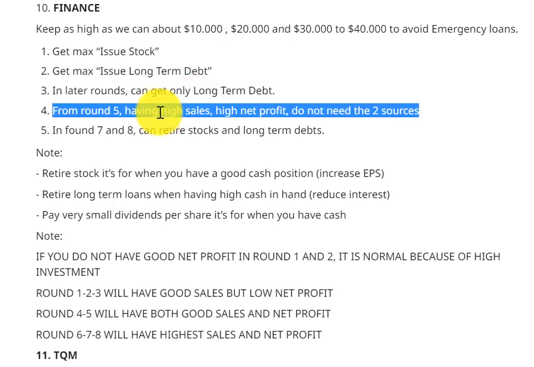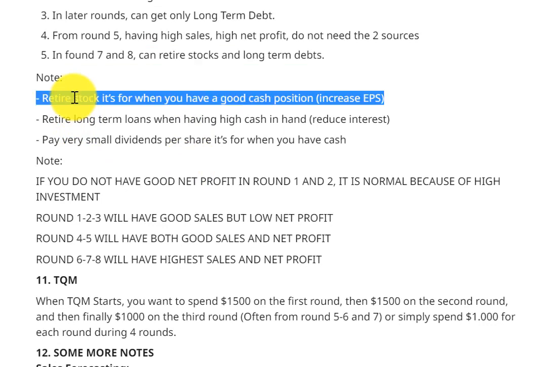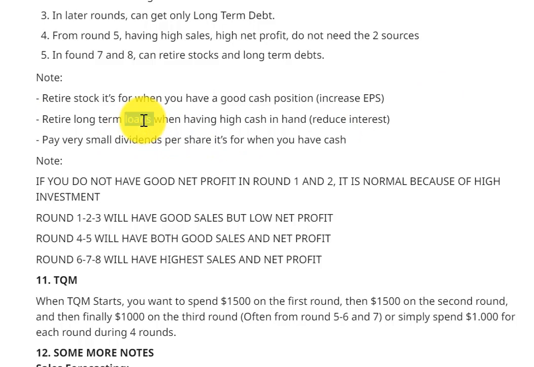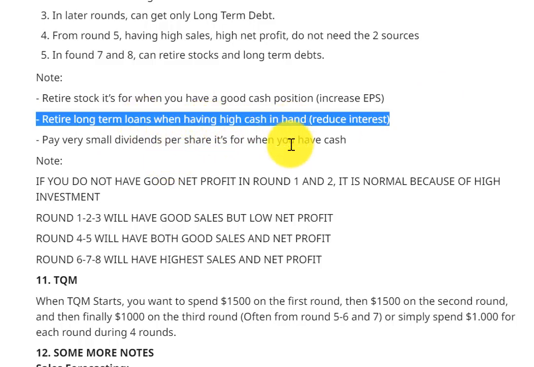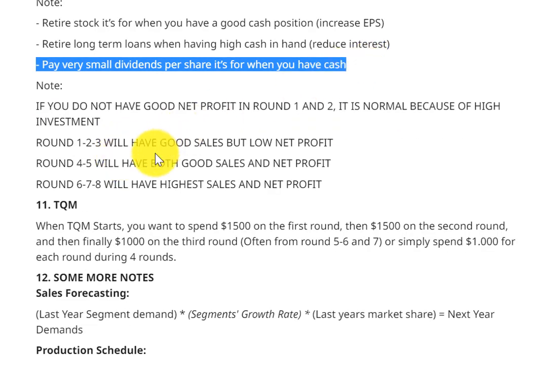From round 6, I think we don't have to issue any stock or long term debt, because at that time we get very good sales. And in rounds 7 and 8, we can even retire the stock and retire some long term debts to reduce the interest cost and also to increase the earnings per share when you retire the stock, right? So we retire the stock when we have a good cash position, and retire long term loans when we have high cash in hand, because we just need to reduce the cost of interest. Very, very small dividends per share when we have cash.